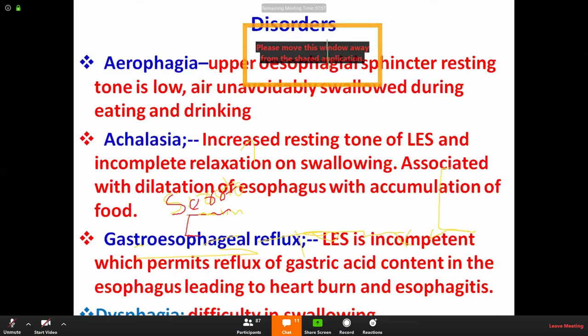In gastroesophageal reflux, there is incomplete relaxation of the lower esophageal sphincter so that the gastric contents come to the esophagus, which leads to heartburn and esophagitis. Then there is dysphagia, which is difficulty in swallowing. So this is the end of the lecture.